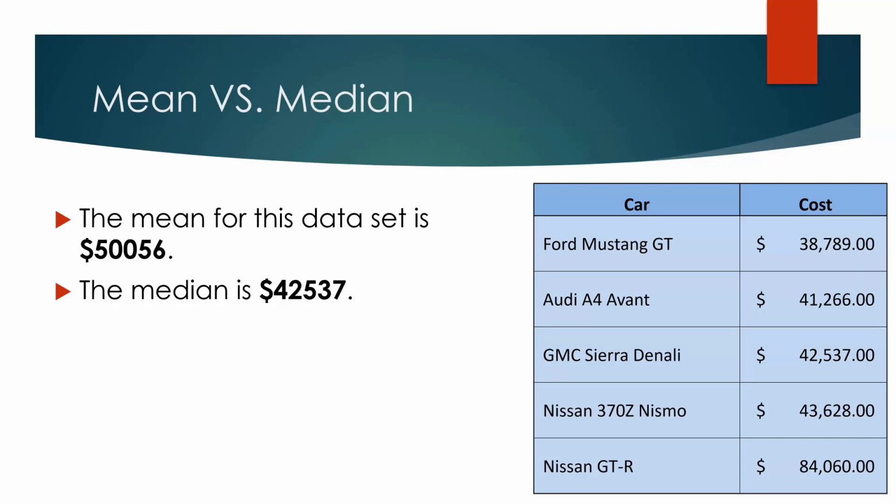The Nissan at 84,000 is way above. This is an extreme score. And because the mean utilizes all the scores in the data set, it's going to have a mean that's higher than what the median, what the middle, actually is. The median is actually a little bit more accurate at this point.